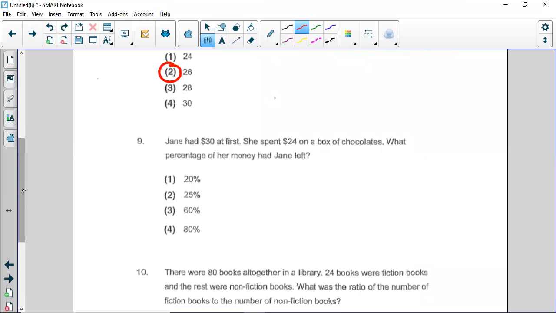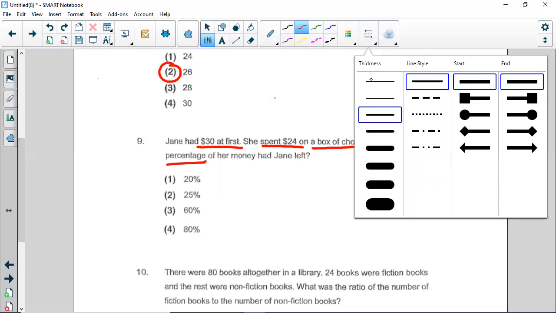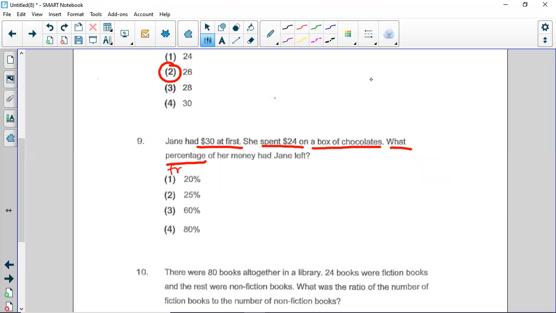Shortcut, all right, shortcut. Jane had $30 at first. She spent $24 on the box of chocolates. What percentage? Shortcut, when you see the word percentage, you change the question into what fraction. So you write as a fraction, then you convert to percentage, because that'll be much easier. So what fraction of her money? So her money is $30. Had Jane left. So Jane must have 30 minus 24. She has $6 left.